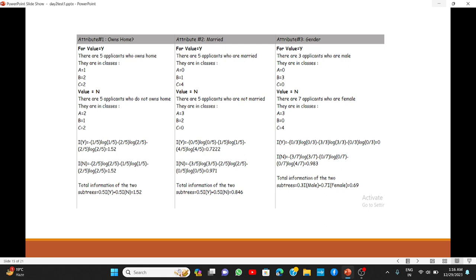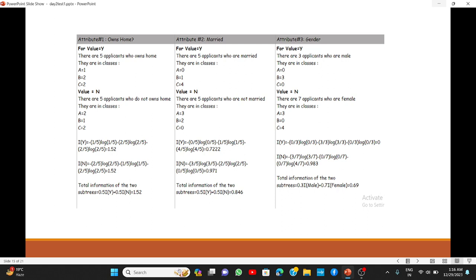Second attribute, married. For value Y, there are 5 applicants who are married. They are in classes: A is 0, B has 1 and C has 4. For value N, there are 5 applicants who are not married. They are in classes: A is 3, B is 2, and C is 0.